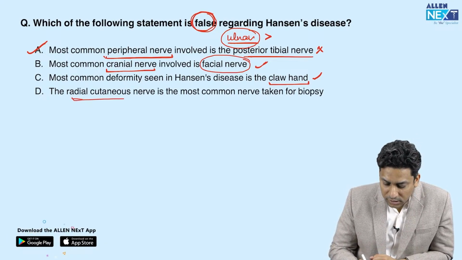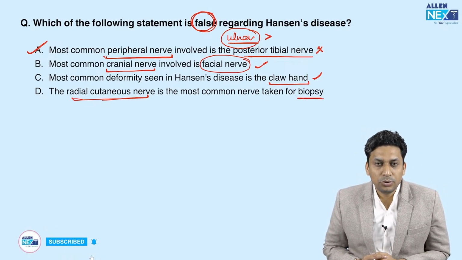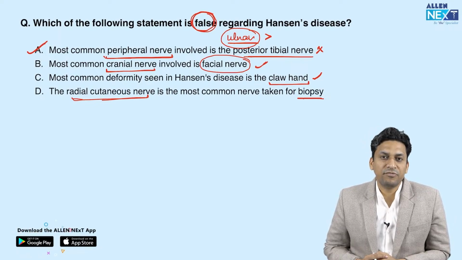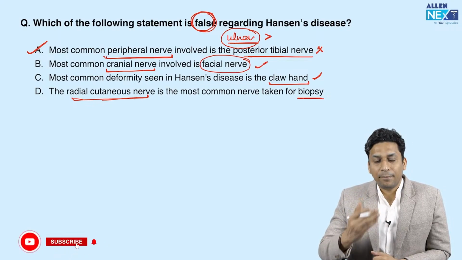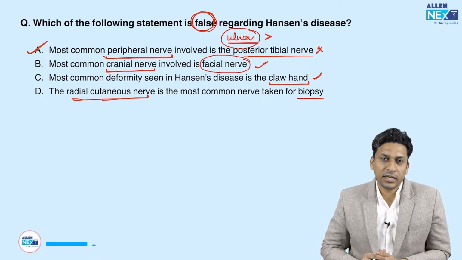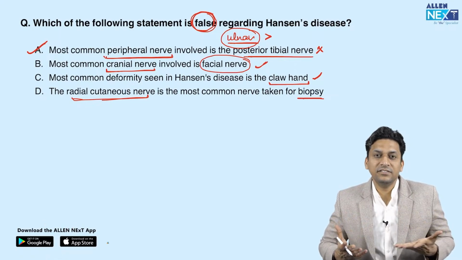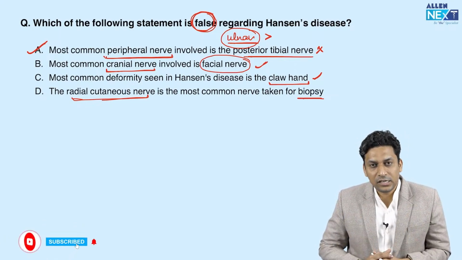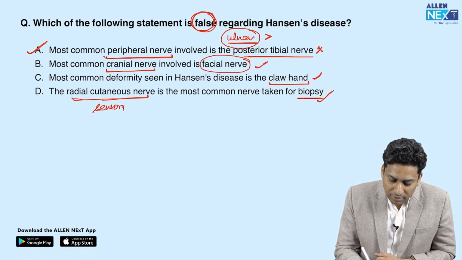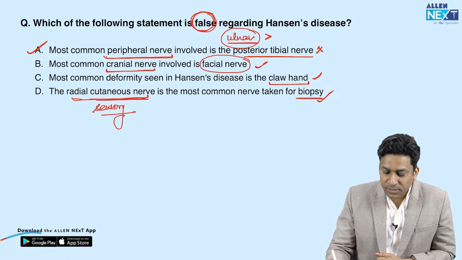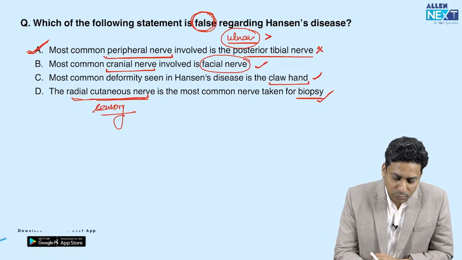Then, the radial cutaneous nerve is the most common nerve taken for biopsy. Now, in leprosy, we sometimes need to do a nerve biopsy, and which nerves are preferred? Sensory nerves are preferred. Why? Because if you take a biopsy from a motor nerve and damage that nerve, the patient can develop a motor deformity. So we don't choose a motor nerve for the biopsy. We take it from sensory nerves, like the sural nerve or the cutaneous branch of the radial nerve. So this statement also becomes correct because we choose a sensory nerve like the radial cutaneous nerve for biopsy in leprosy. So all these statements are true except for the first one, and that's why this is the answer here.